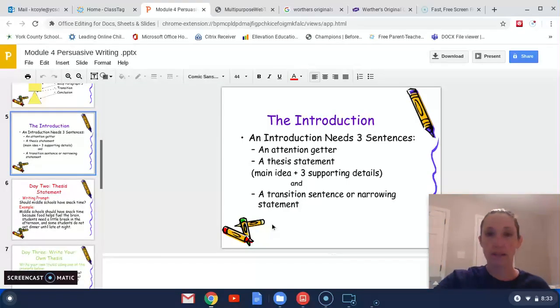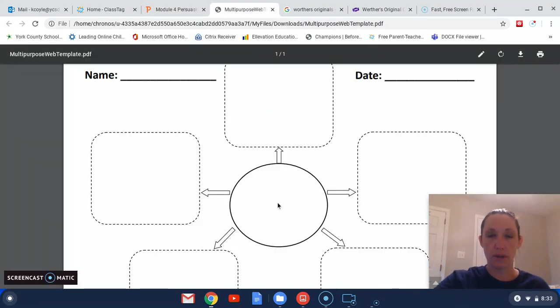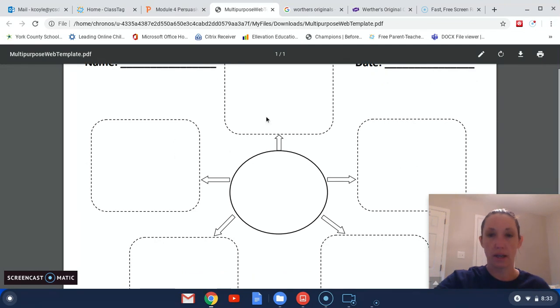Now, real quick, let's talk about what we need to do before we write our thesis. Before we write our thesis, we need to make a web. What is a web? Well, here's an example of a web. We go ahead and put our topic in the center, and then we fill in our ideas for our body paragraphs. Each square here is going to be a topic for your body paragraph. And then off of this square, you would write your supporting details. So for our purposes, you don't need to fill in all 5 of these boxes. Just 3 boxes is all we're going to use for this essay today.